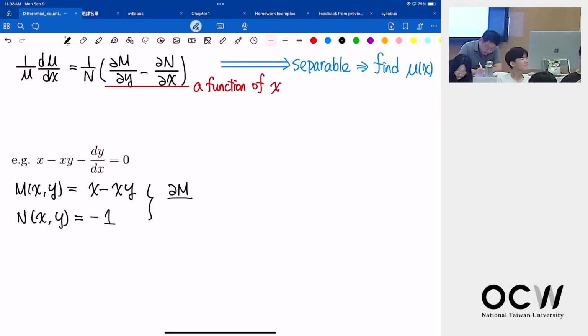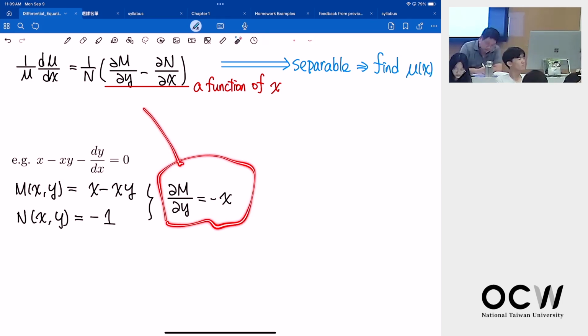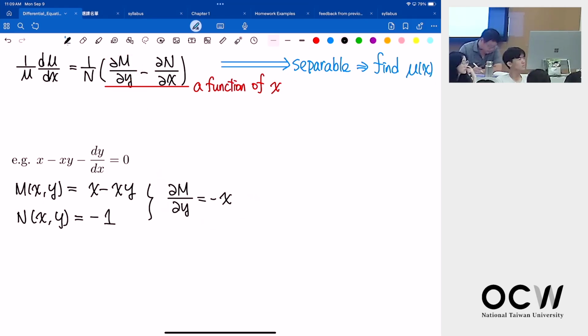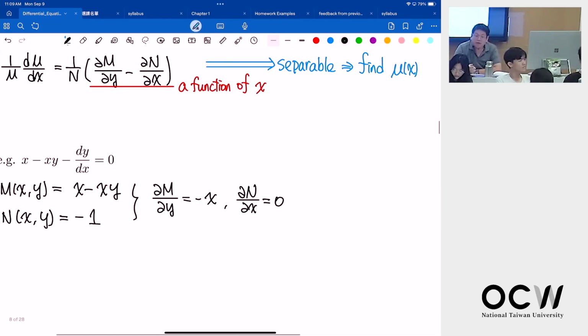Then we can check if it is exact or not. Okay, partial m over partial y, that is minus x. You can also see that this is a function of x. And partial m over partial x will be 0. So they are not equal. Okay, so it is not exact.